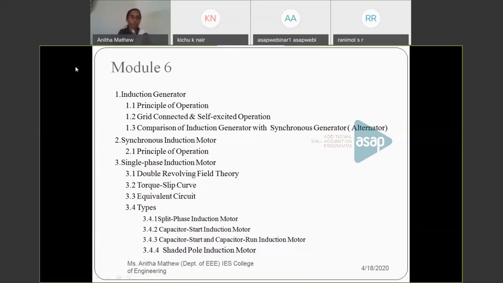Before going directly to module 6, I would like to review some of the basics we have studied so far in this subject. In the previous modules, we have studied alternating machines, then three-phase induction motors, and so on. So I wish to give you some basic concepts about the three-phase induction motor today.